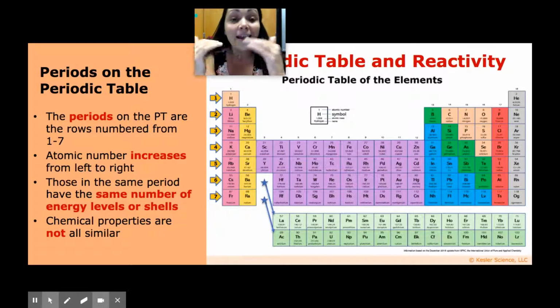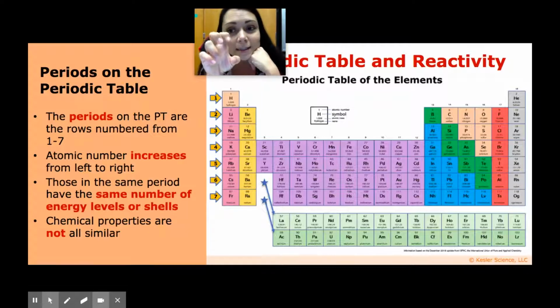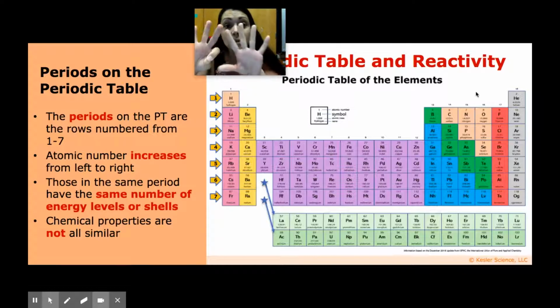Periods go across, and that tells you the number of shells. So row 1, period 1 has 1 shell. Row 2 has 2 shells, and it makes sense, y'all. If you have 3 electrons, how many fit in the first shell? 2, which leaves you with 1 to go in the second shell. And then beryllium, 4: 2 in the first, 2 in the second. Boron, 5: 2 in the first, 3 in the second. And it keeps going until you get all the way to neon, 10: 2 in the first leaves 8 in the second, which is the perfect amount, which is full, which is why neon's a noble gas.